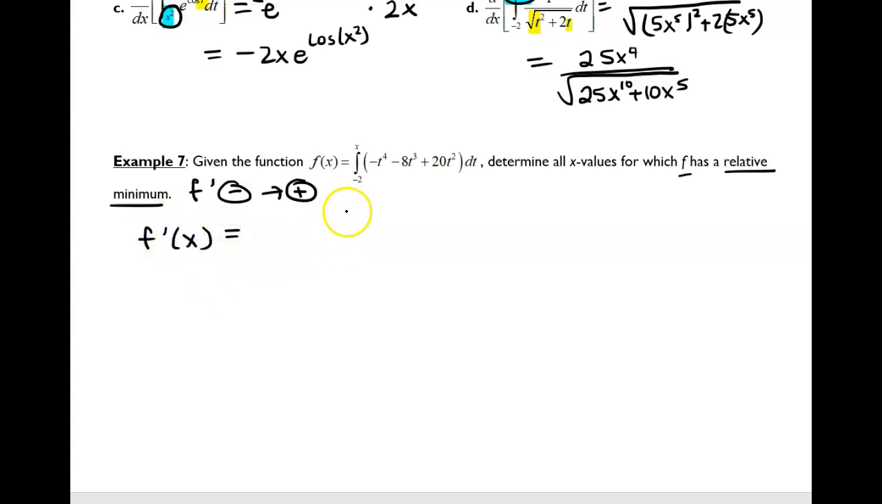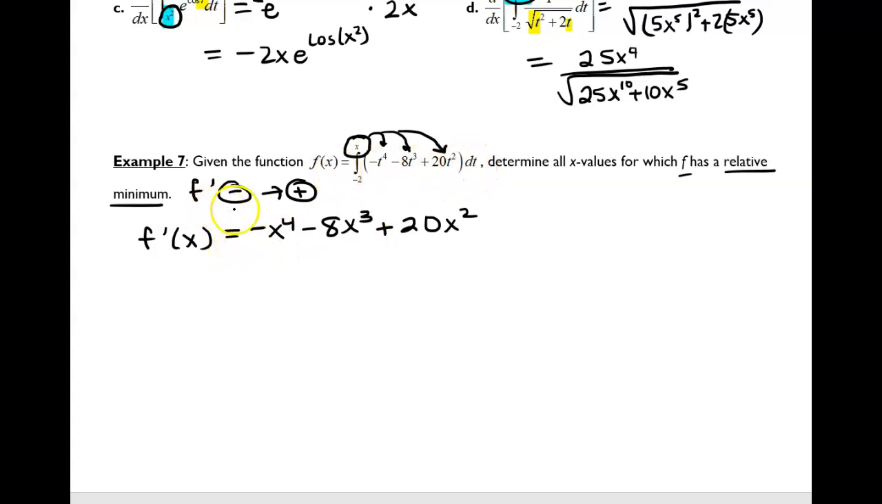So remember the rule we just talked about? When I take the derivative of an integral, essentially I'm going to take the variable that's on my integral, which is x, and I'm going to replace wherever there's a t with that variable. And then I'll multiply by the derivative of that x, but that derivative of x is just 1, so I can kind of ignore it. So my f prime of x is negative x to the 4th minus 8x cubed plus 20x squared. At this point, this is just an old type of problem. Really, the only thing new here is taking the derivative of this integral.